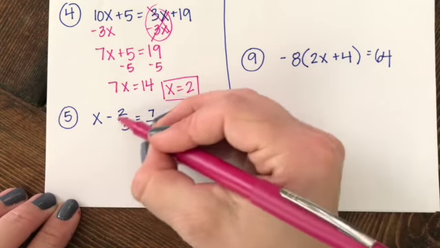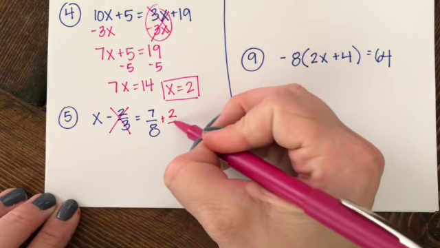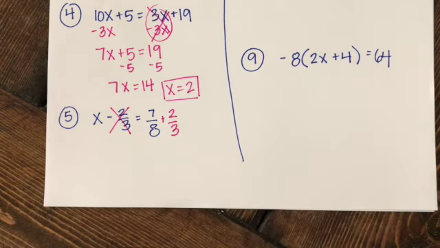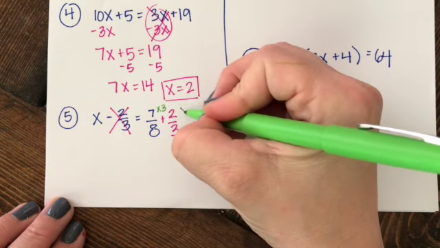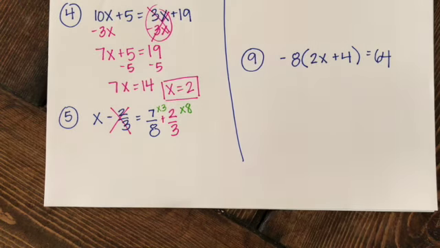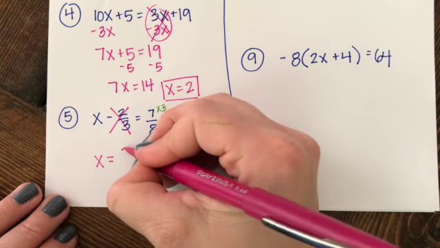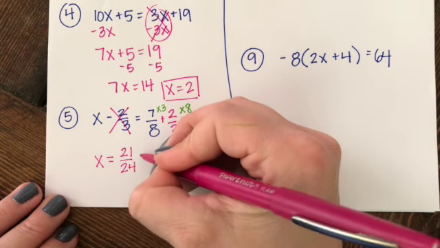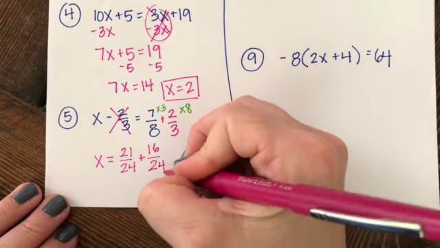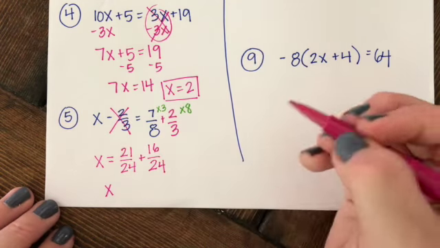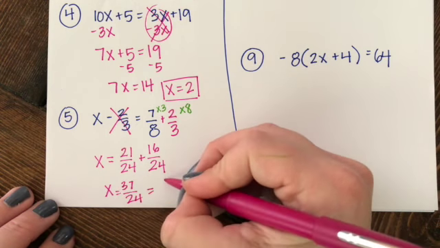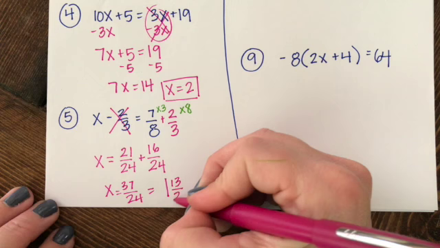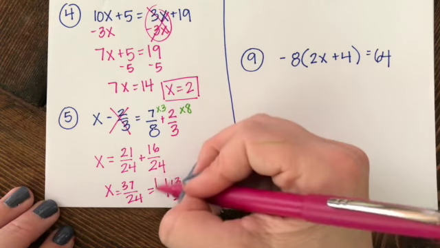Number 5, the opposite of subtracting 2 over 3 is to add 2 over 3. So now what I need to look at is, what would be a common denominator between 8 and 3? That's 24, so this fraction is going to get multiplied by 3. This second fraction is going to get multiplied by 8. So I have x equals 21 over 24 plus 16 over 24. When I add 21 and 16, that's 37 over 24. 24 goes into 37 one time with 13 24ths left over. So that is my answer.